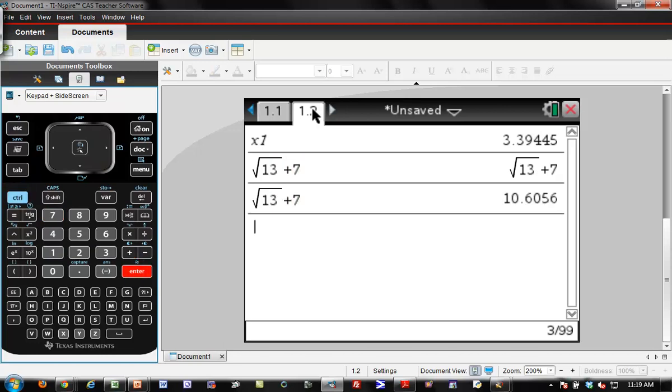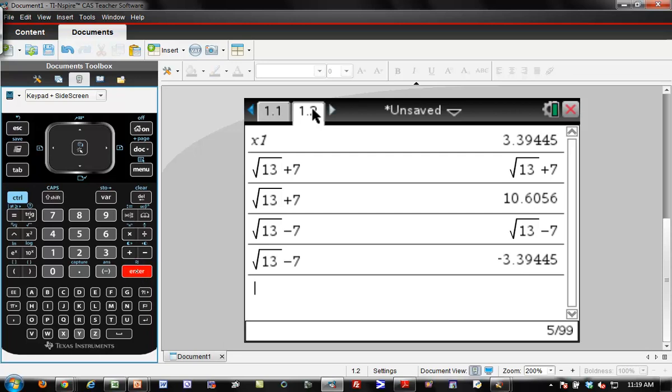Hmm, oh wait, no, it's the minus 7. Gotta use root 13 minus 7, because this isn't in the domain. Yeah, the other one's not in the domain, so you gotta use the other one. So negatives cancel out.